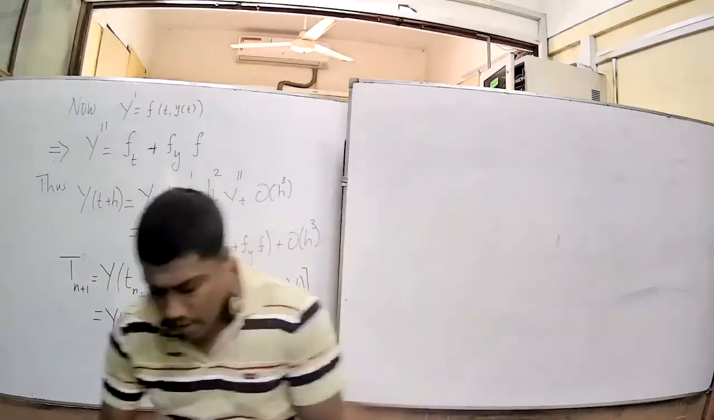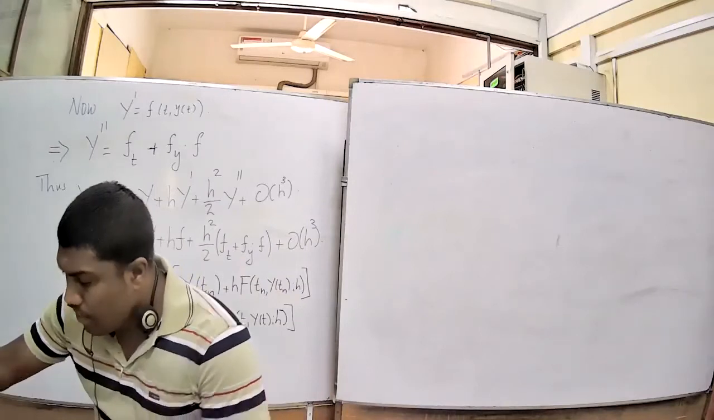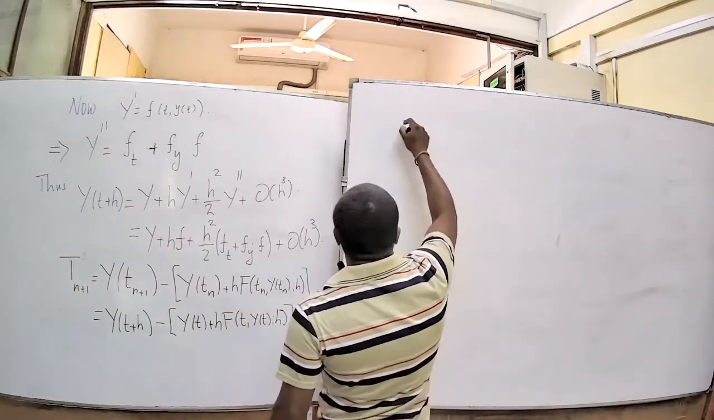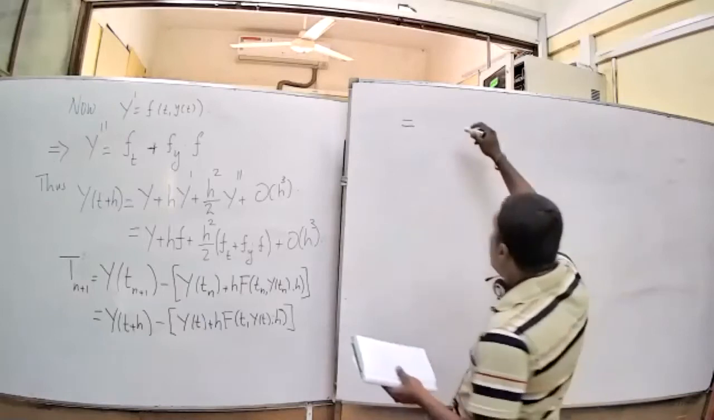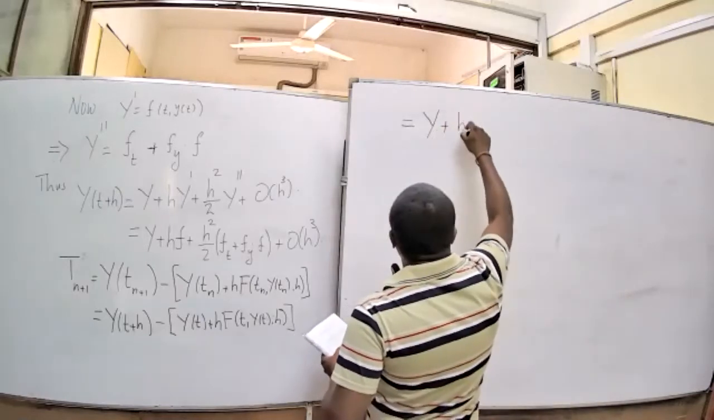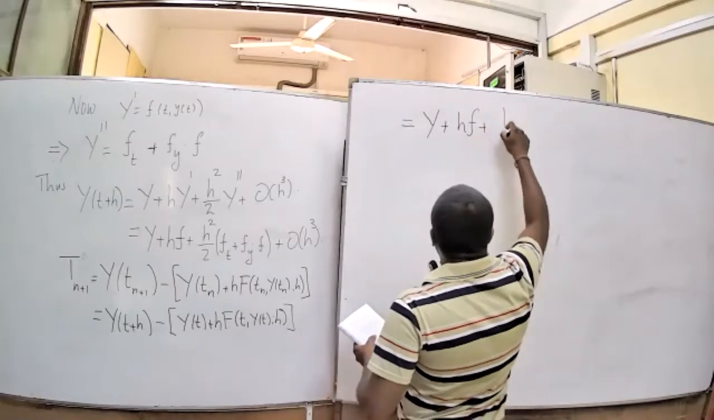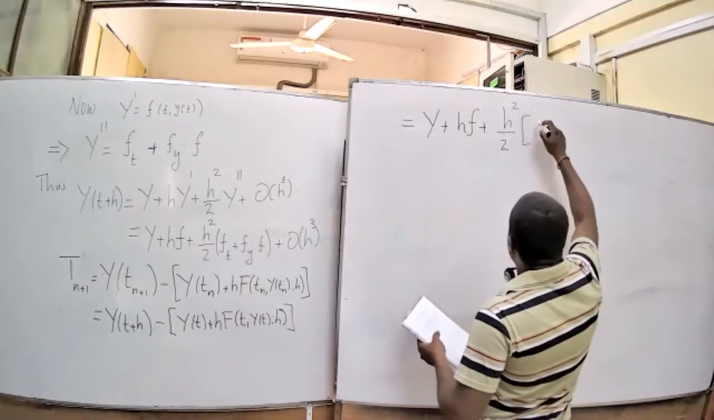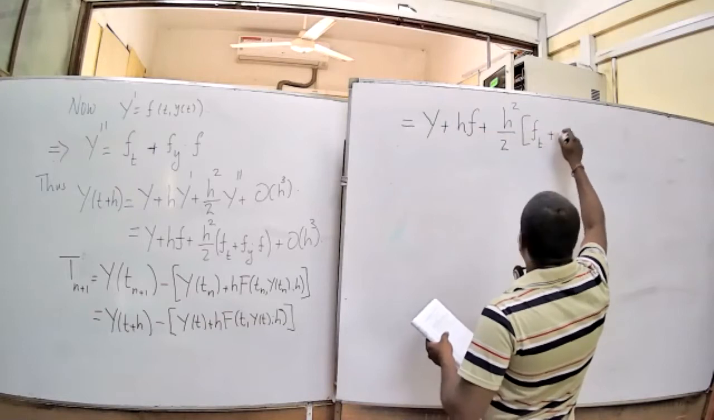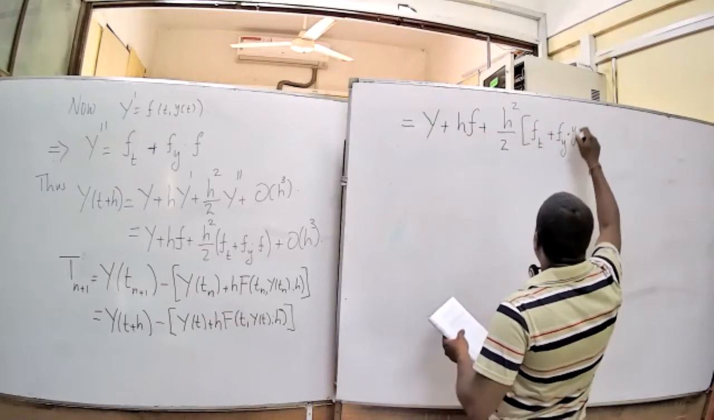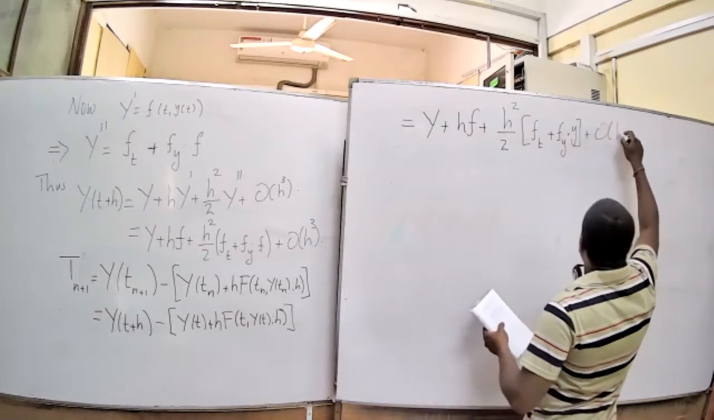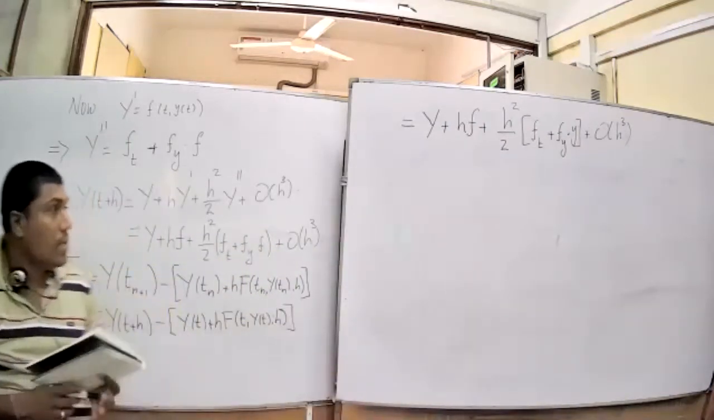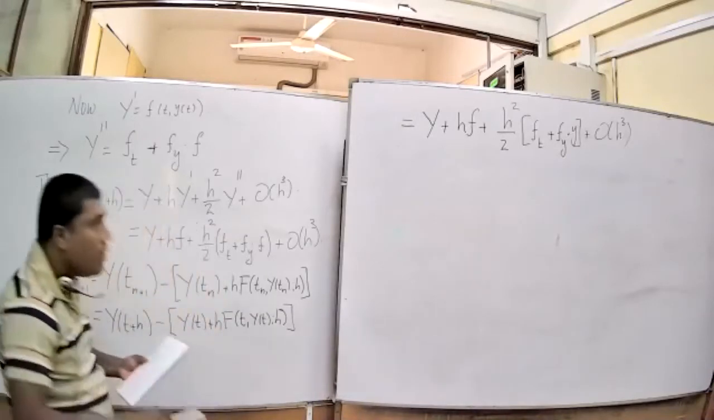Okay, so let's start making substitutions here. That is basically equal to y of t plus h. So that is capital Y plus h times f, plus h squared over 2 times f sub t plus f sub y dot y, plus order of h cubed. Okay, so that is y plus h, right? Y of t plus h.